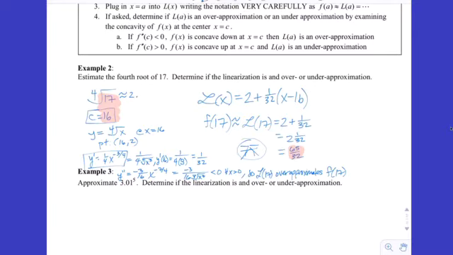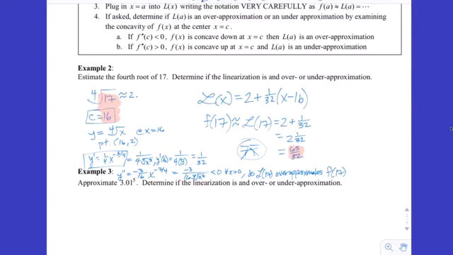The only thing that's going to be different when you start seeing them is you're not going to have to choose your own center. It'll be given to you. It'll say approximate the fourth root of x using the tangent line to the function at x equals 16. And it'll say, is it an over or an under approximation? So you'll be given the function and the center for the approximation. All you've got to do is write the equation of the tangent line, show the notation with the squiggles, plug it into the equation of the line, and evaluate it. And then look at the second derivative. Is it positive? Is it negative?